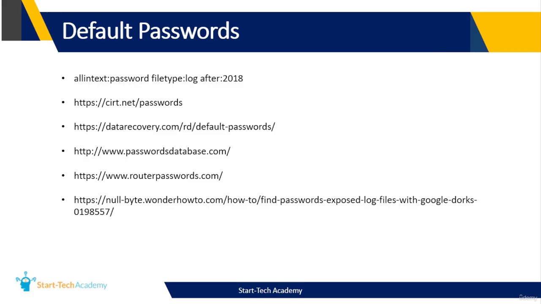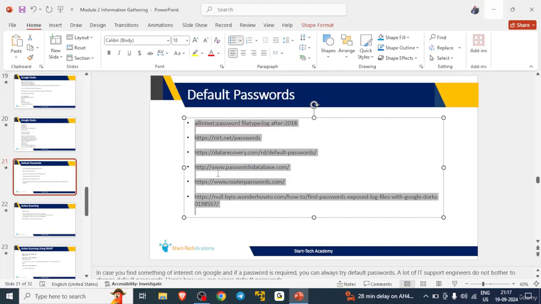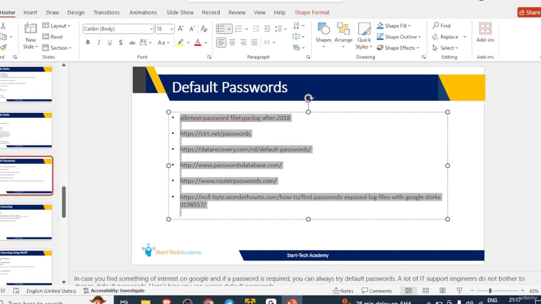How do I find the default passwords? Well, these are some commands that you can put in Google to find that. You can try allintext password filetype so and so, and it'll show you all the passwords that are there. Or you can type cirt passwords, datarecovery.com, passwordsdatabase.com, router passwords, and so much more. Let's take a look at the very first one.